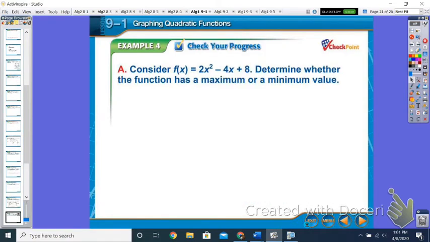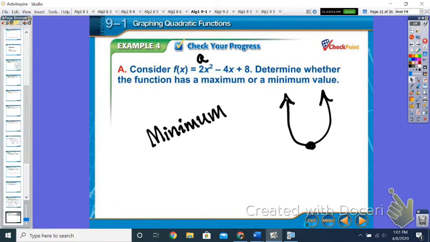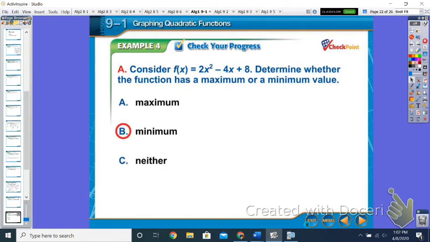Next one, I only have one more problem here. Okay, let's consider that, determine whether it has a maximum or minimum value. So again, all we've got to do is look at our a value, which in this case is 2. That means that if I would graph this, it would be a regular upright U shape, and that means we have a minimum. We have a lowest point on our graph, which is our vertex, right?